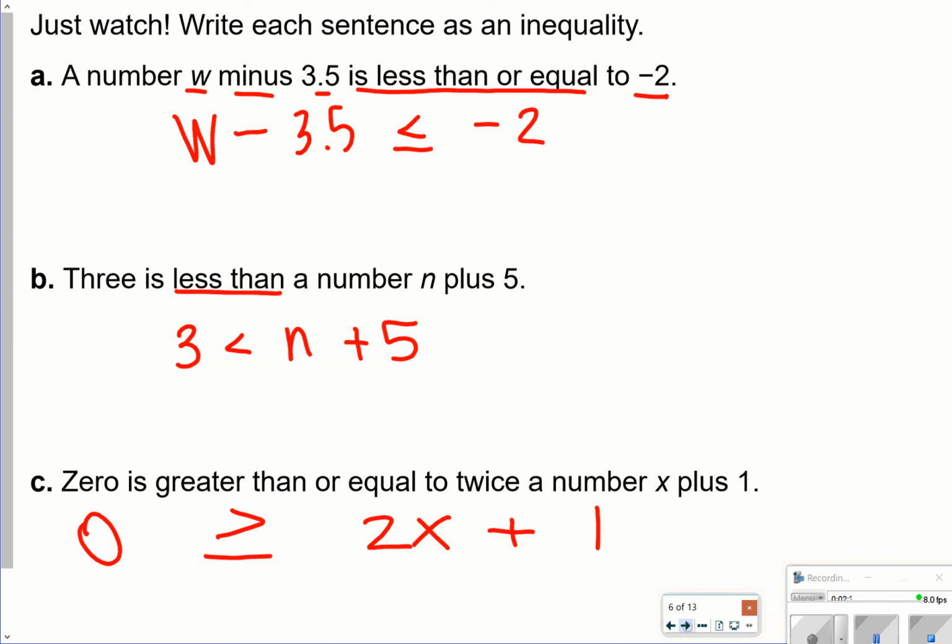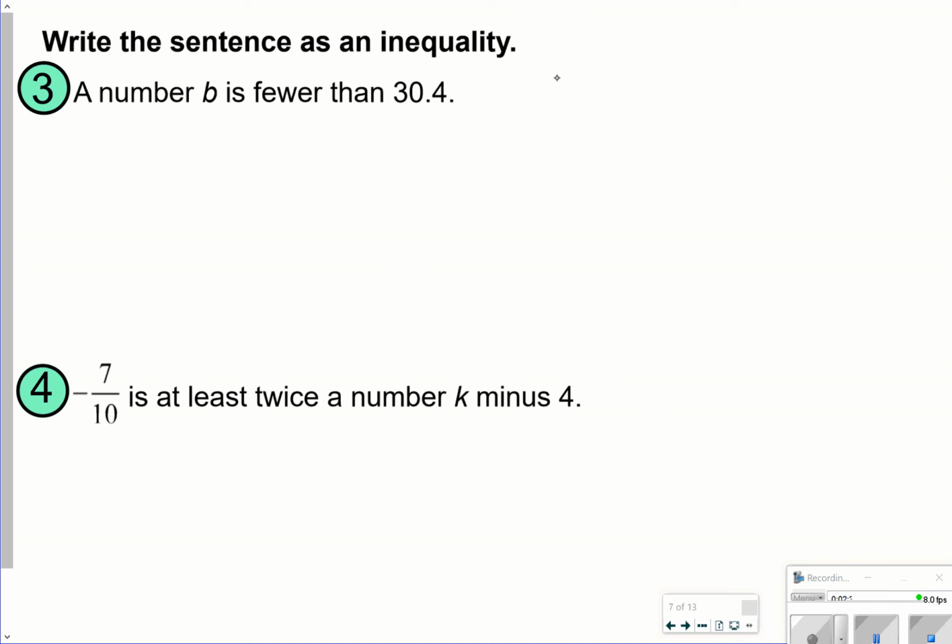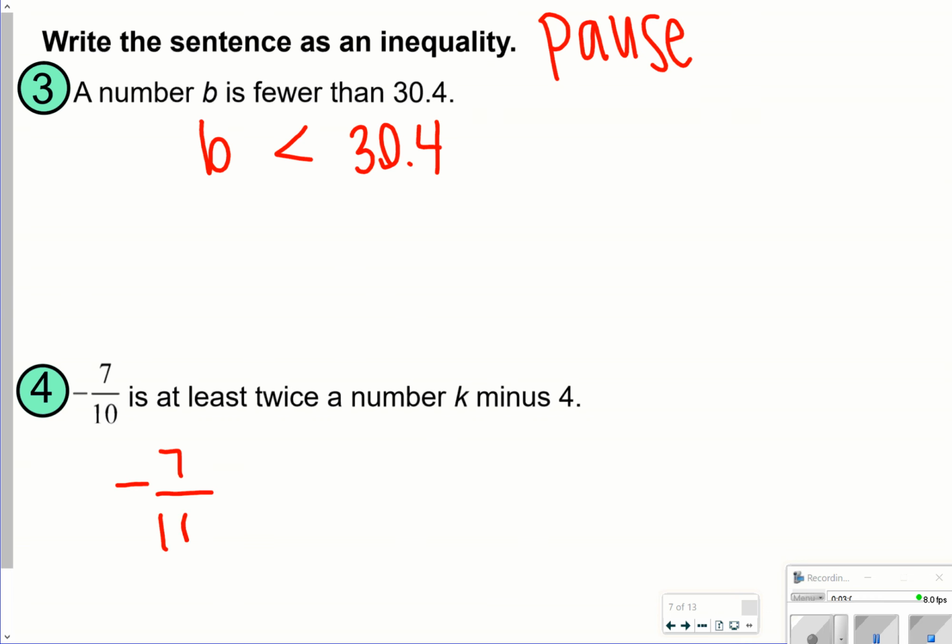Okay, you're going to give it a go here, so let's go ahead and pause the video so you can try 3 and 4, and once you're done, click play to check your work. Alright, so it says a number b is fewer than 30.4. Fewer than can also represent less than, so you should say b is less than 30.4. For number 4, it says negative 7/10 is at least twice a number k minus 4. So I'm going to write negative 7/10, and at least would mean greater than or equal to. Twice a number k would be 2k, and then minus 4.